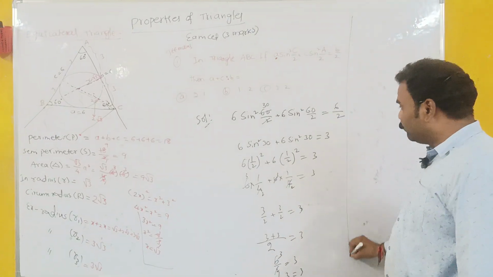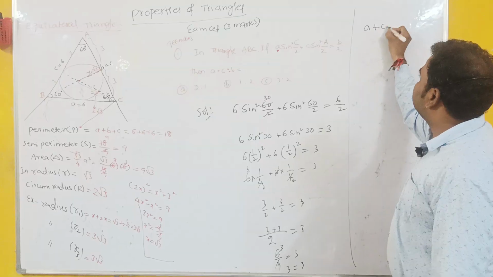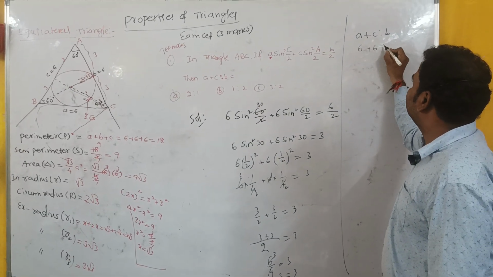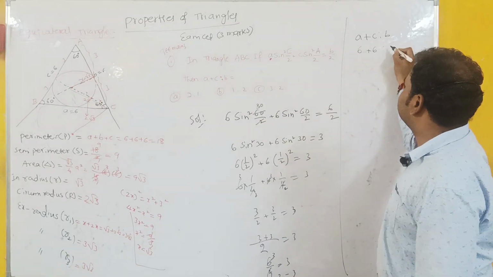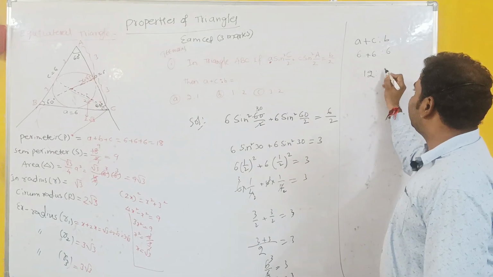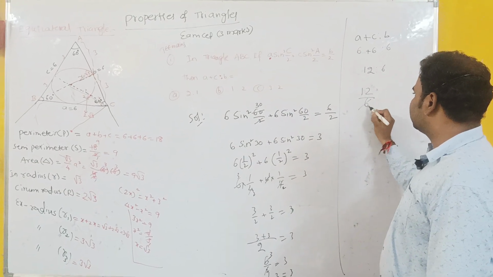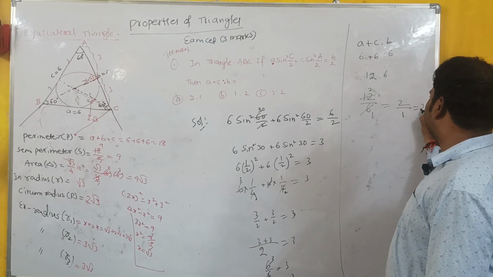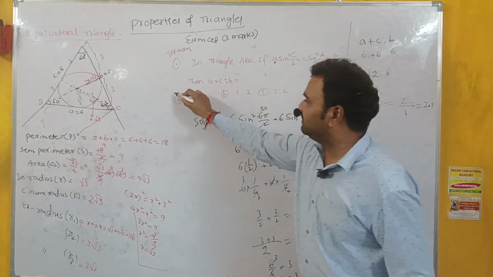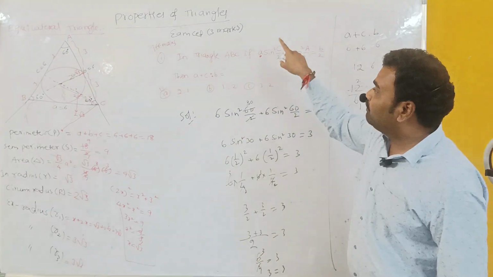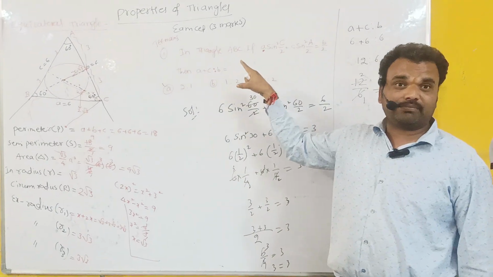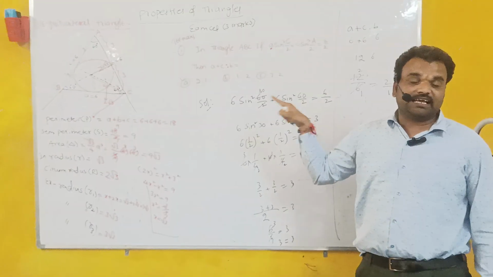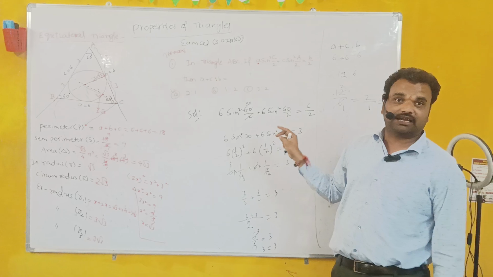So now we can find a plus c is to b. a is 6, c is 6, b is 6. 6 plus 6 is 12, so 12 is to 6, which means 12 by 6, equals 2 by 1. 2 by 1 means 2 is to 1. That means option A is the correct answer, because sides are the same and angles are the same. If LHS equals RHS, this trick is applicable. Otherwise, it is not applicable.